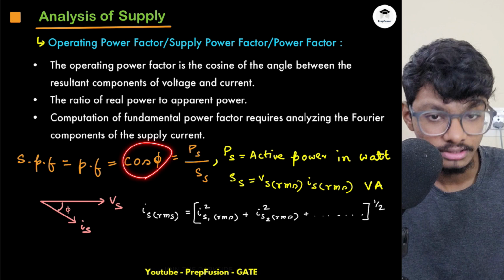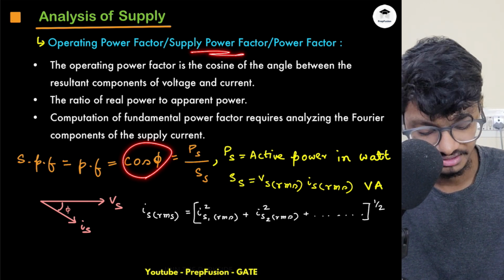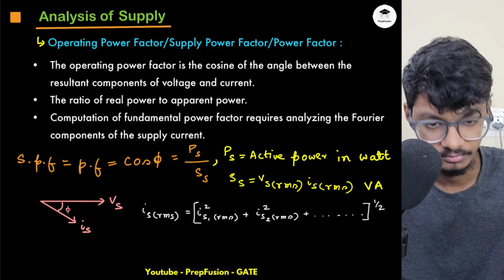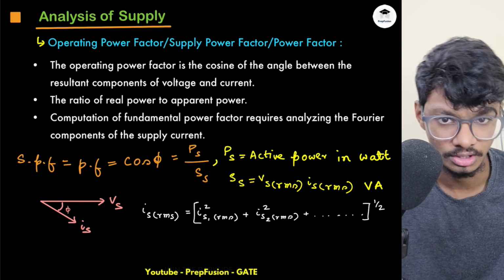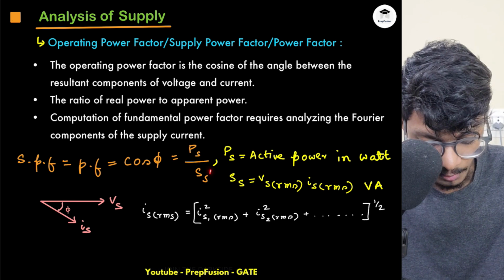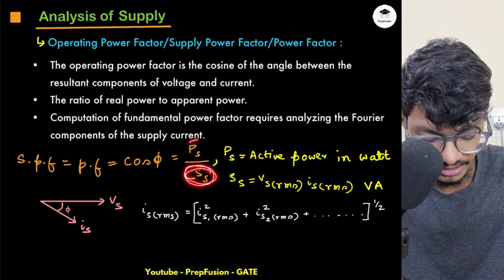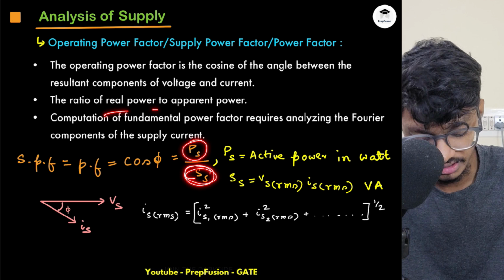So cos phi is the overall operating power factor or supply power factor, because load power factor will depend on the load, but supply power factor will depend on the angle between voltage and current. And this is very important to us, because we want to understand what fraction of the apparent power I am getting as my active power. The ratio of the real power to apparent power.